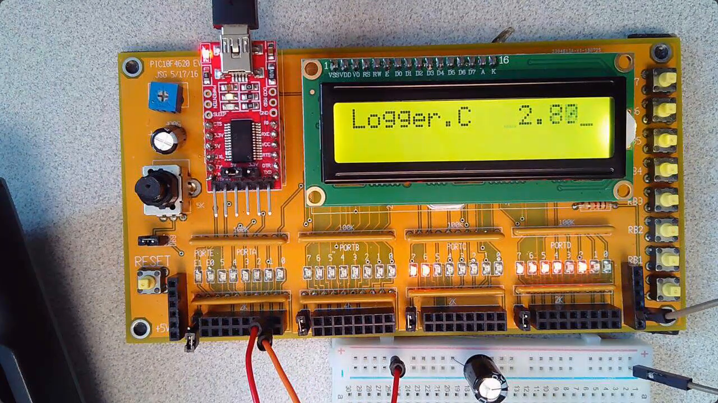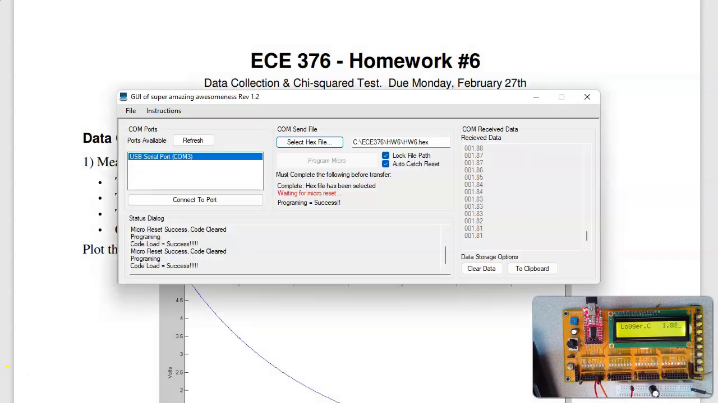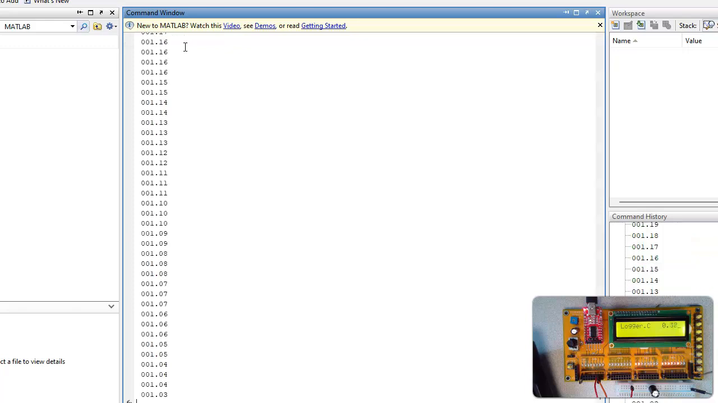As it discharges, I can collect data, which I can see over here, in the PIC flash tool. If I copy to clipboard, I can now go into MATLAB. Again, copy to clipboard, go over to MATLAB. Somewhere there's MATLAB. There it is. Say data is start of matrix, paste, end of matrix, and plot.